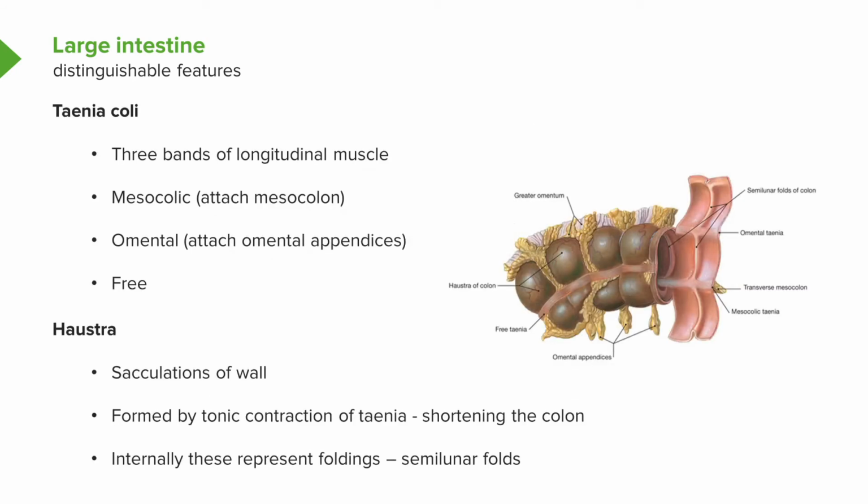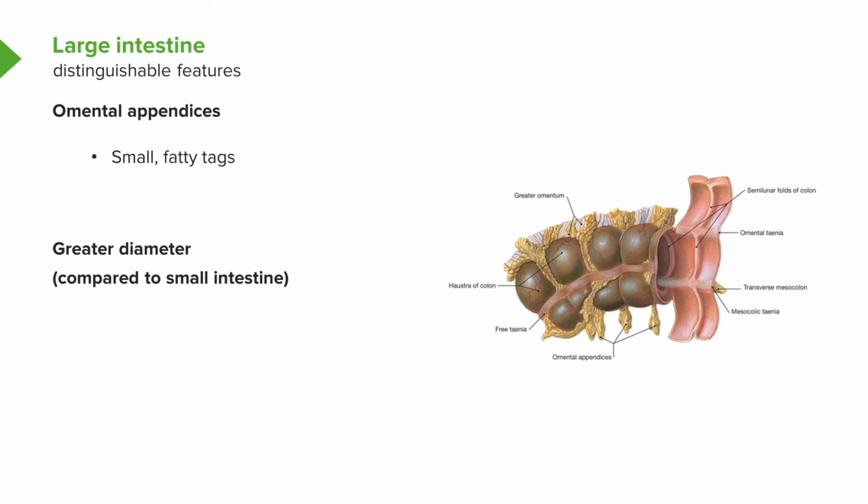And here we can see we've got some details of what I just explained. We've got the 3 different bands of tenia coli, the mesocolic, the omental, the free. We've got these longitudinal bands of muscle creating these haustra, these sacculations, and internally creating these semilunar folds. And also I mentioned these small fatty tags, these omental appendices.